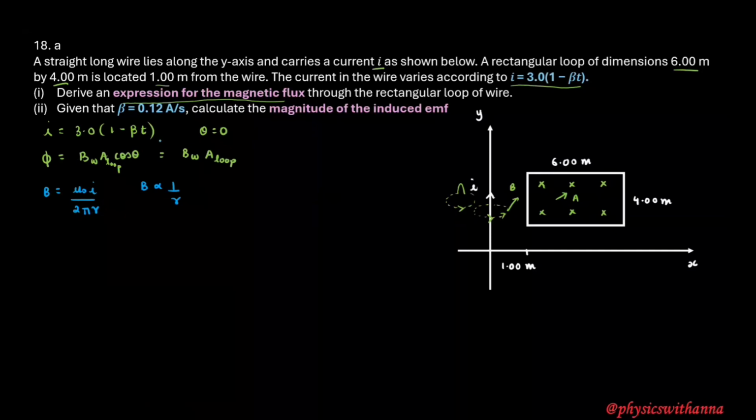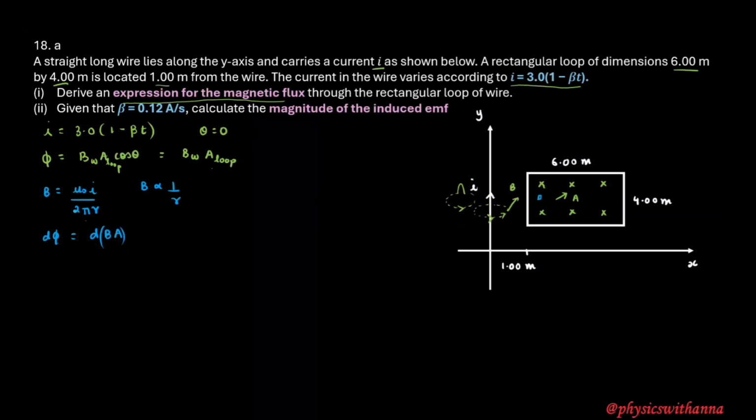So instead of writing the flux as B into A, I'm going to take a differential value of flux and write it as d phi, which will be dB into A. Now this is differential value because the value of magnetic flux is changing. So I can calculate a differential value of magnetic flux at a specific point and then integrate that value to get the total value of flux.